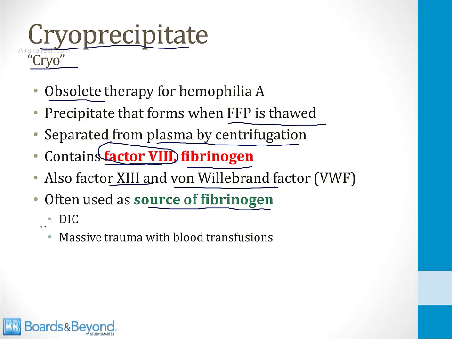So in disorders like disseminated intravascular coagulation or massive trauma with blood transfusions, patients can become low on their fibrinogen level because so much is being consumed by clot formation. So you can administer cryoprecipitate to try and replete their fibrinogen stores.